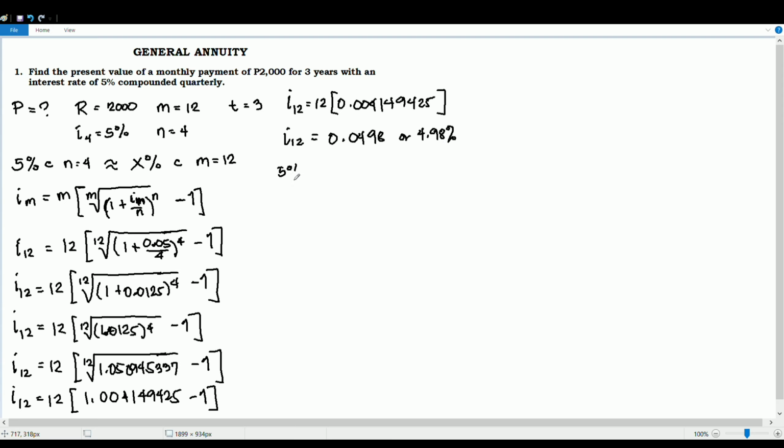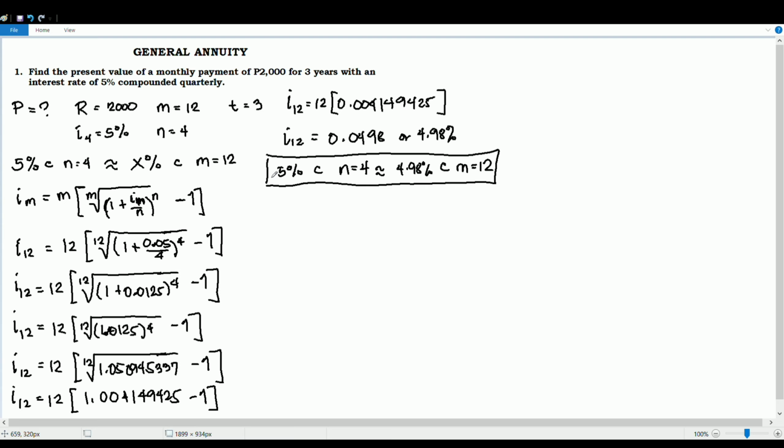So our 5% compounded quarterly is equivalent to 4.98% compounded monthly. Okay? So this is what we need, what we have rather, that's 4.98. Now, the rate is not what we are looking for. We are looking for the present value. The rate is just the initial procedure in determining the present value.